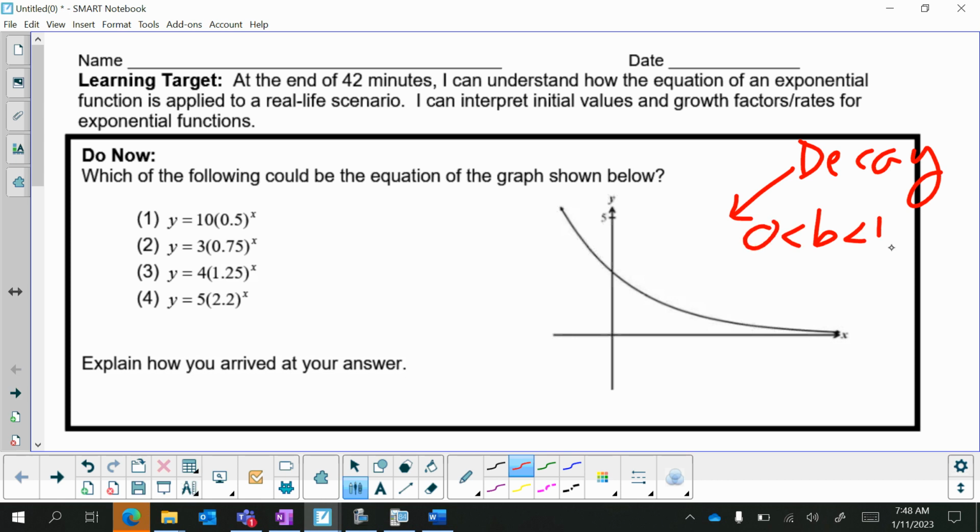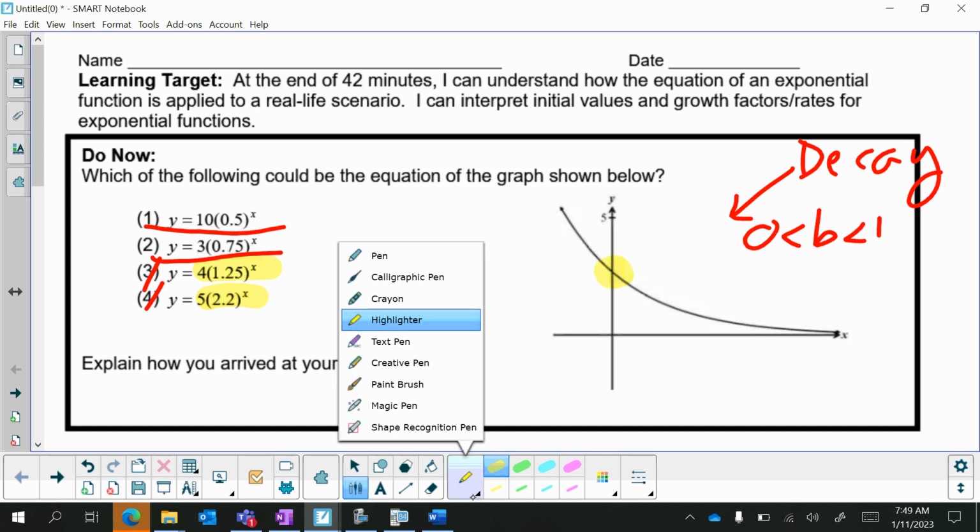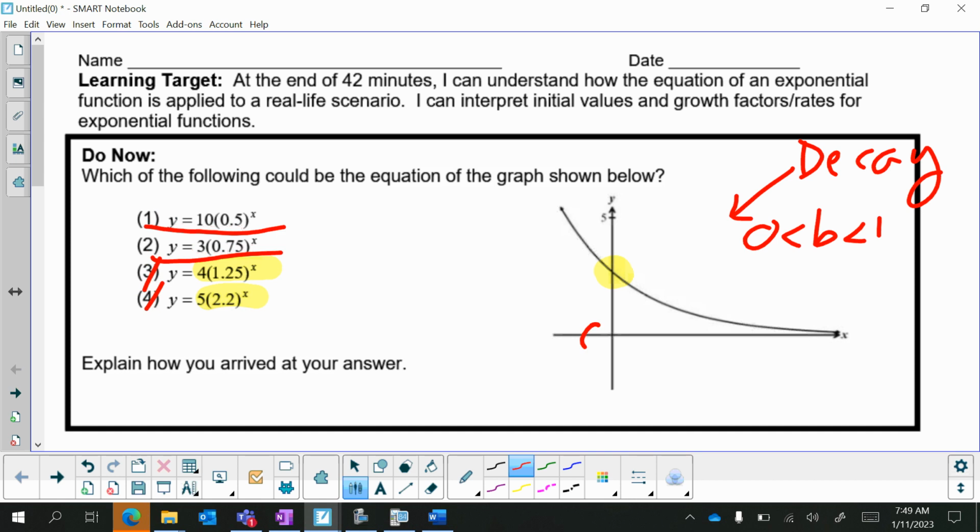Because we know it's decay, we know that the base has to be a number between 0 and 1. Based on that, I'm hoping that you knew that you were going to be down to 1 or 2, because 3 and 4 have bases bigger than 1, so they're out. Then the next thing we want to do is look at the y-intercept. It's a number between 0 and 5, maybe like 3-ish. So I'm hoping that you realize that the answer is choice 2.